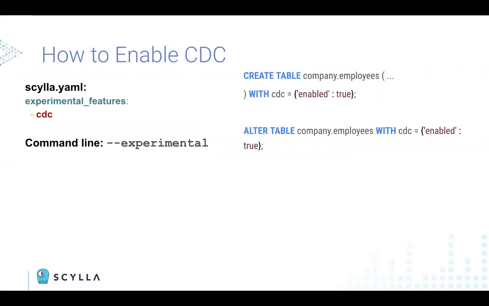Once this is done, you can create a table with CDC, or you can alter an existing table to add CDC capability to that table. The CDC options here are actually a set of different options. You can enable or disable the whole thing. You can say whether you want pre-image or not, and whether you want post-image or not. And you can define the default TTL of records in CDC. By default, it's 24 hours, but you can set it to any value. In this particular example, it's 1000 seconds.